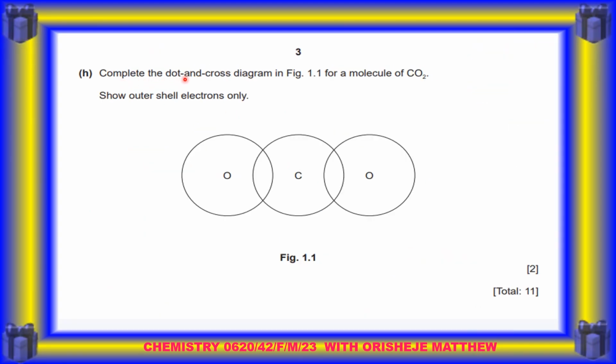Complete the dot and cross diagram for a molecule of carbon dioxide. Show outer shell electrons only. So you have an oxygen atom, a carbon atom, and an oxygen atom forming bonds. A hint for you to know the atomic number: look up the periodic table attached on page 12 of this question. That will give you the hint.